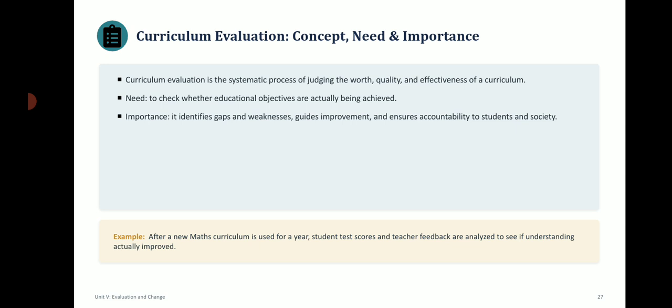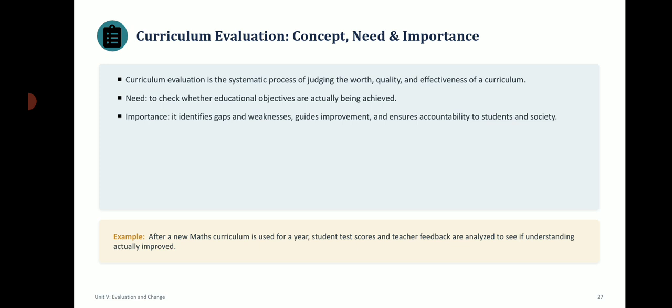There are some definitions given to curriculum evaluation. Curriculum evaluation is the systematic process of judging the worth, quality and effectiveness of a curriculum. The need for it is to check whether educational objectives are actually being achieved. The importance is that it identifies gaps and weaknesses, guides improvement, and ensures accountability. Everything needs to be taken care of.